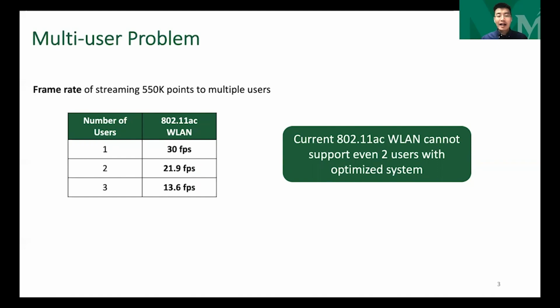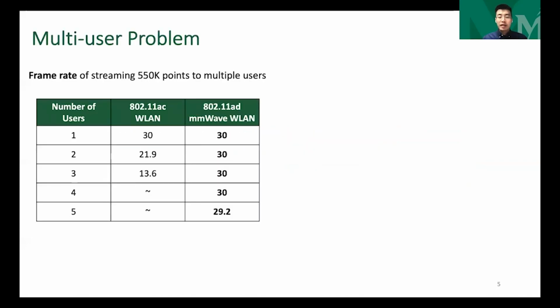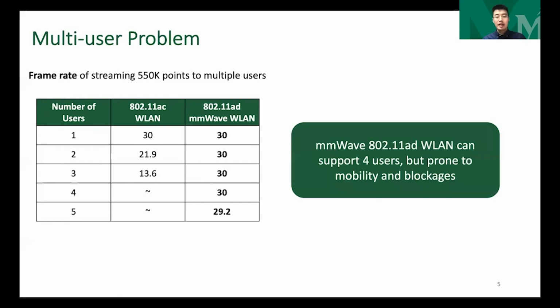So, to provide higher bandwidth to support multiple users, we ask this question: can we use gigabps mmWave WLAN to stream volumetric videos to multiple users? To answer this question, we repeated the measurement study of streaming the same volumetric videos in 802.11ad mmWave WLAN. And we found that mmWave WLAN is feasible to support up to 4 users. However, we also observed the well-known mobility and blockage problems in mmWave WLAN.